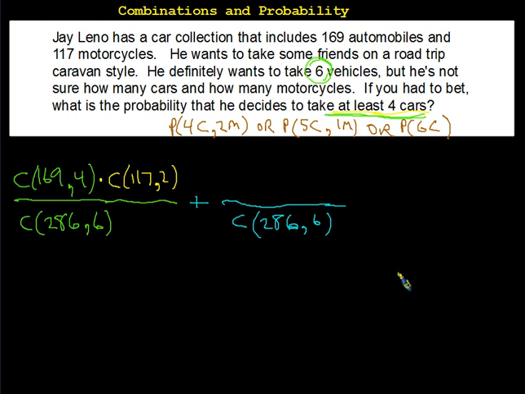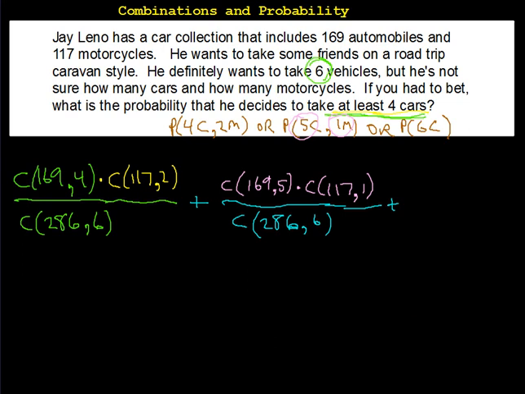Now what we're interested to know is how many different ways could we choose. Now we're on up to 5 cars and 1 motorcycle, because it's at least 4. So how many different ways could we choose 5 cars from 169? And we're going to need 1 motorcycle. So how many different ways could we choose that 1 motorcycle from 117? So we do all that math. There's a lot of stuff going on here. And that's not all. We still have to add a little bit more.